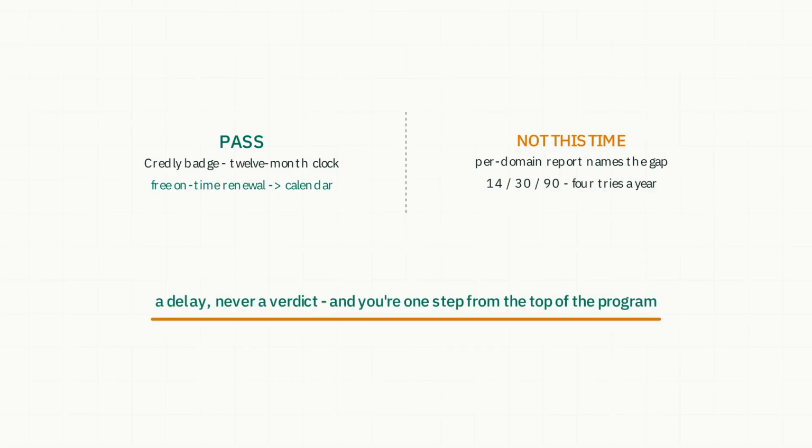Afterwards, the standard outcomes. Pass and the Cridley badge lands, the 12-month clock starts, and the free on-time renewal goes straight into the calendar. Not this time, and the per-domain report plus a 14-day window turns it into a scheduled second act, with your weakest domain now named in writing. 4 attempts a rolling year, a delay, never a verdict. And with this paper behind you, you're standing on the last step before the top of the program.